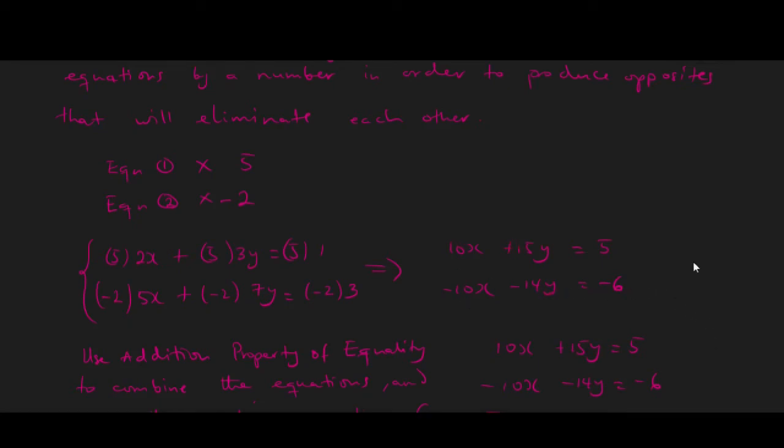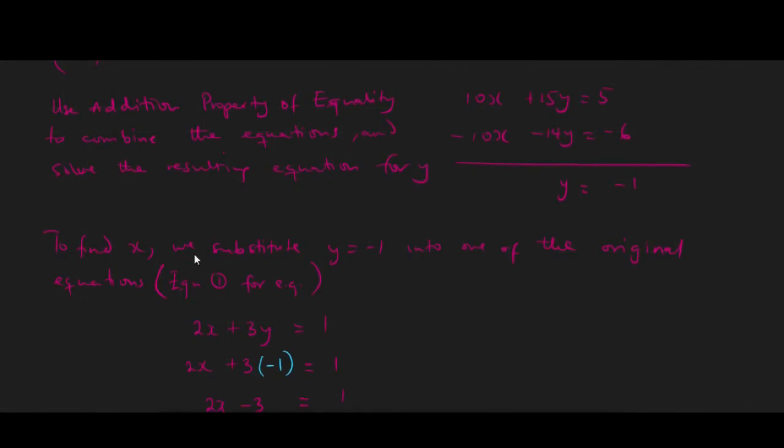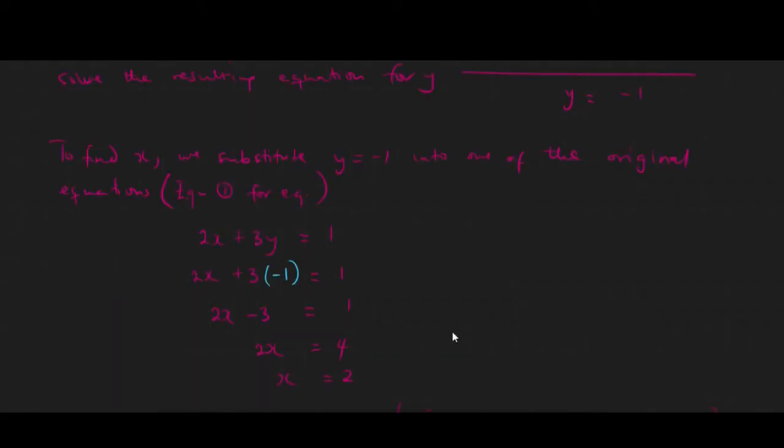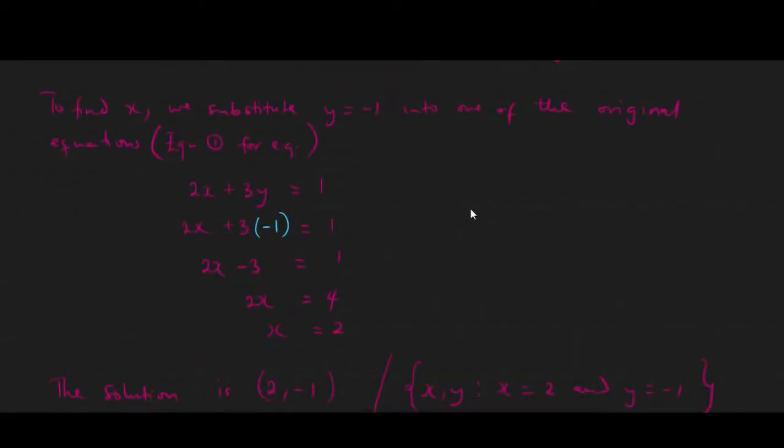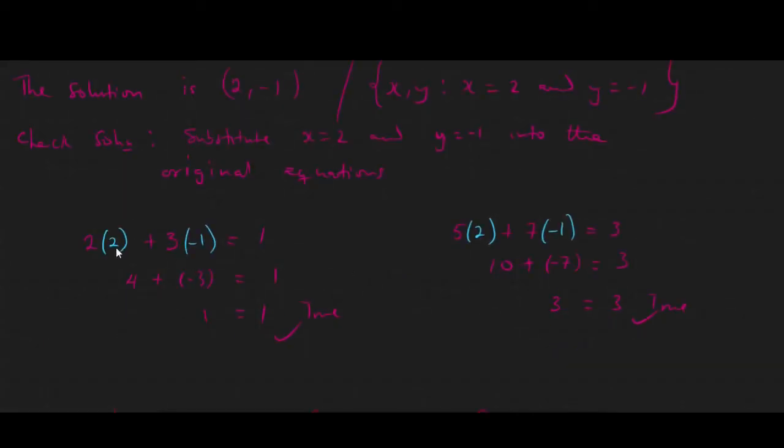So when we add both equations by means of the addition property of equality, we obtain y is equal to minus 1. Then we will substitute that value into one of the original equations, equation 1 in this example. Then we obtain x is equal to 2. Therefore, the solution set to the above equation is (2, minus 1), or (x, y) such that x is equal to 2 and y is equal to minus 1. Checking our solutions by plugging in the solution sets, we get 1 is equal to 1, and 3 is equal to 3, proving that our solution set is correct.